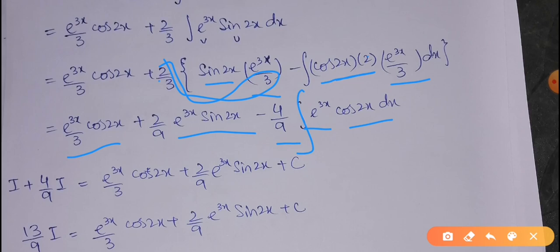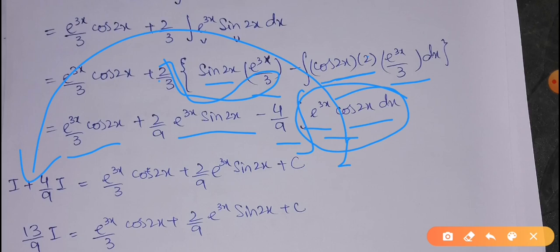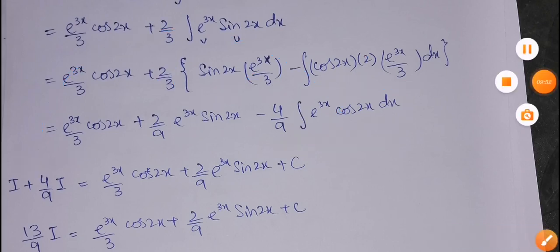So here you can see that we are coming to the expression we started with, and we have named it I. So this is minus 4 by 9 I, and we are going to shift this minus 4 by 9 I to the other side so that this could be added to get one single expression.